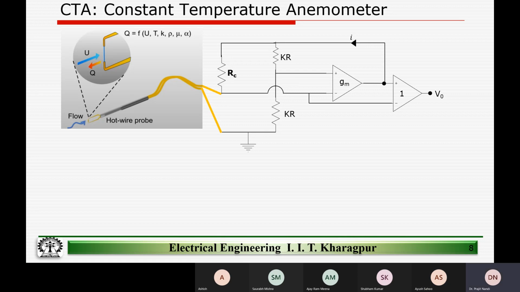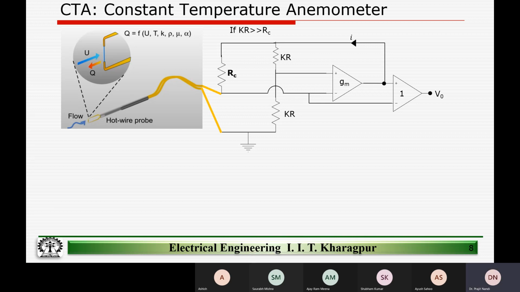Right. So there is a feedback loop, and the loop looks like this. There is a current feedback. And why do we need the current feedback? Because we want this sensor wire to have a constant temperature. As we have discussed, the resistance itself is a function of temperature, and temperature again is a function of the current. So if we want to make the temperature constant, what do we want to do? We need to change the current that is flowing in the Wheatstone bridge, right?